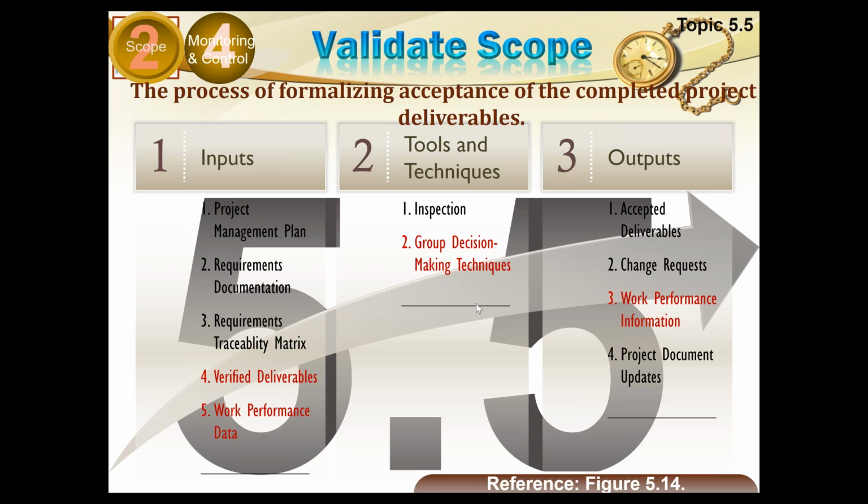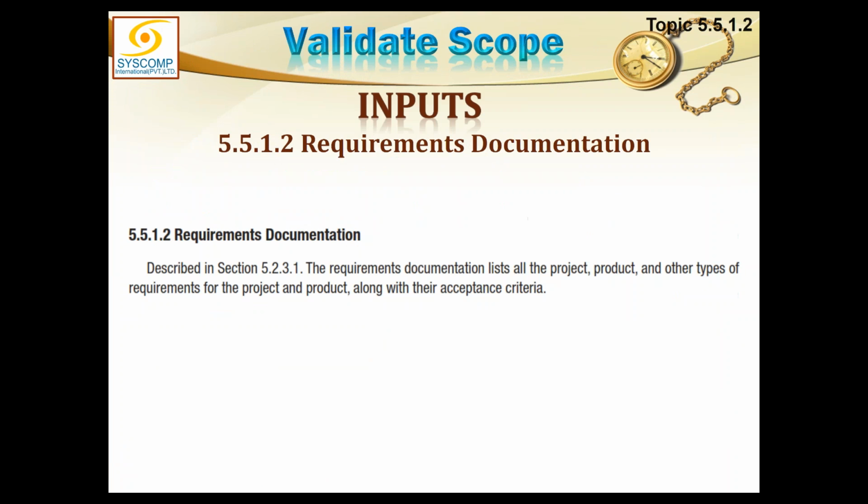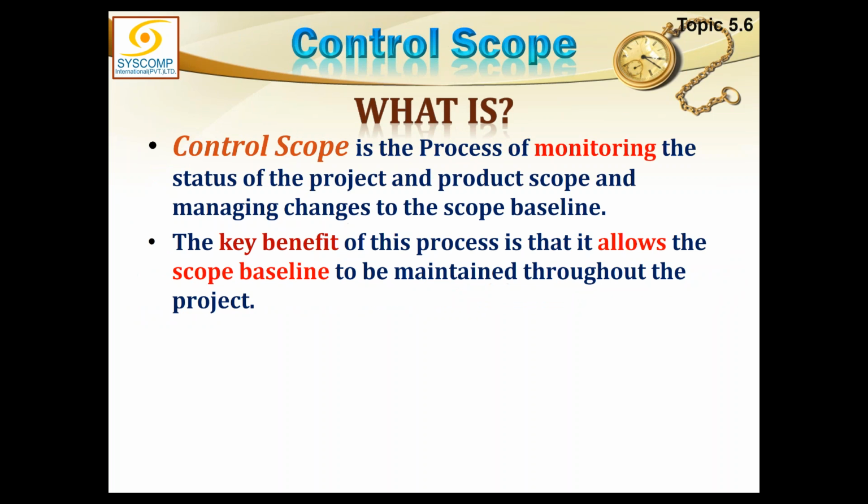A group decision-making technique amongst the team would be used, and as a result, if the thing is okay, then an accepted deliverable comes out of it, and if it is not correct, then a change request will be moved out of it. Work performance data after this analysis would be converted into work performance information, and project documents will be updated. So these are the inputs and outputs.